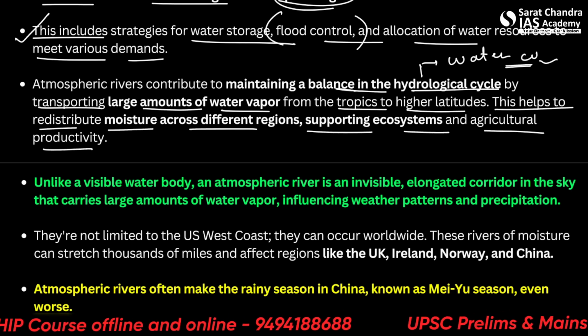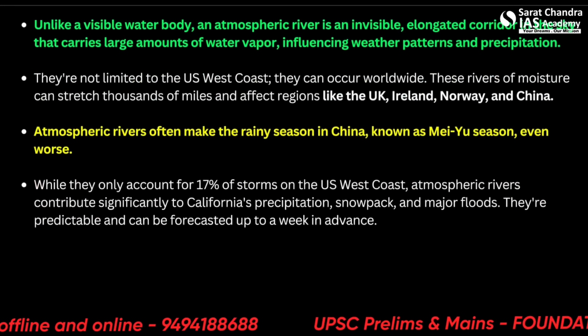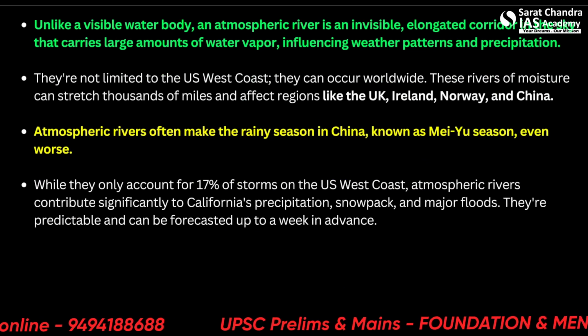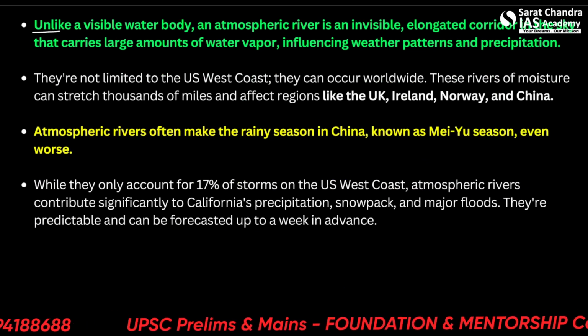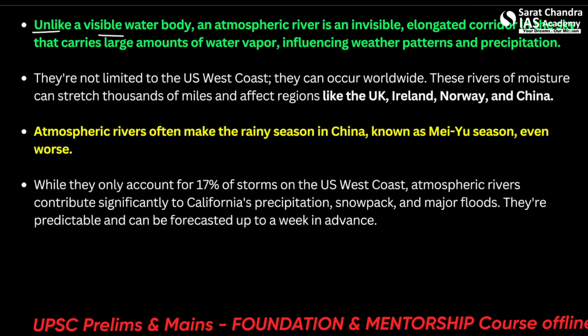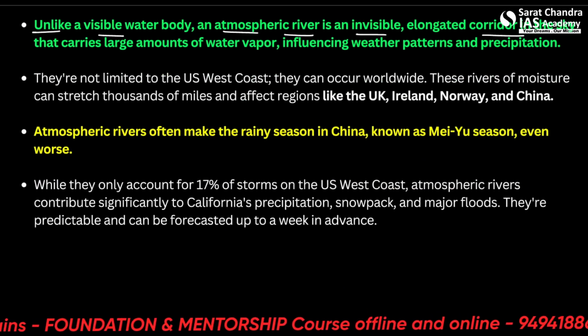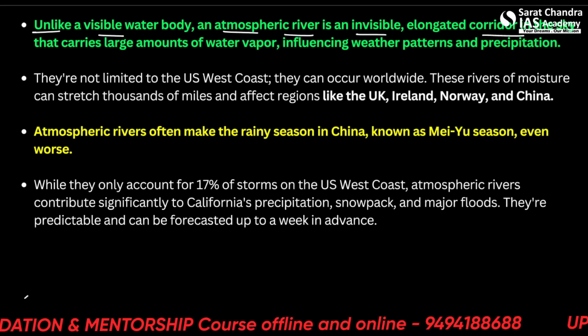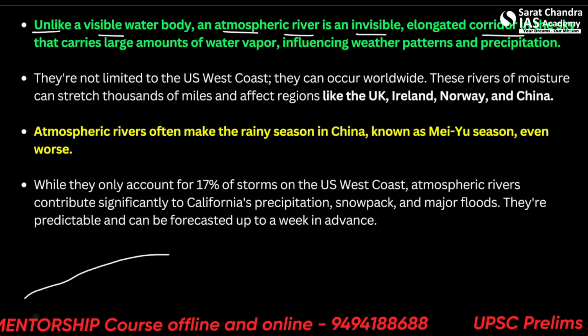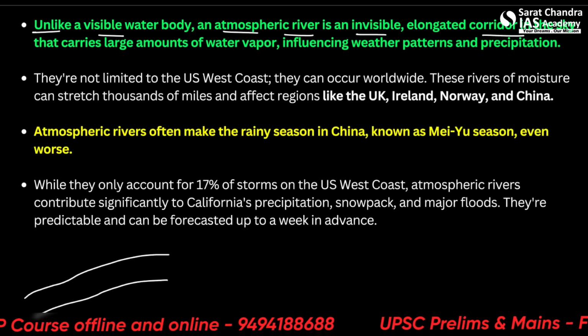Now let's talk about the difference between an atmospheric river in the sky and a river on the land. Unlike a visible water body, an atmospheric river is an invisible elongated corridor in the sky. So it's basically a river in the sky, you can say, but it's not visible, unlike that on the ground.